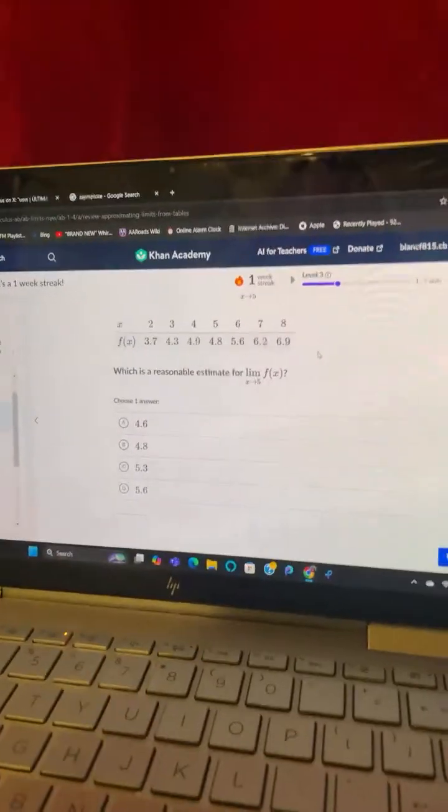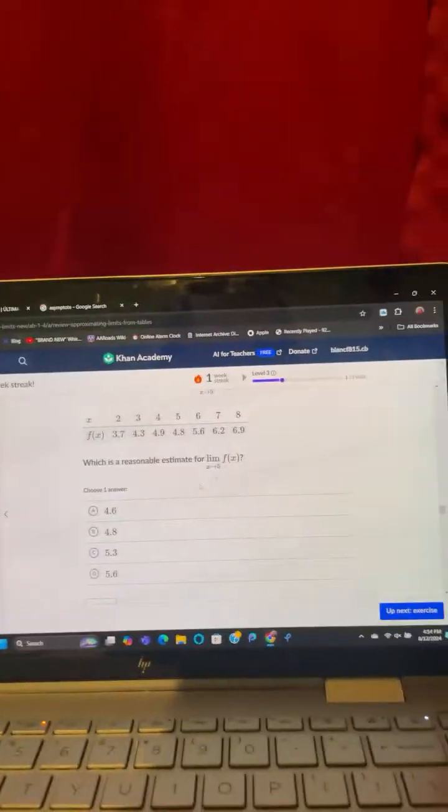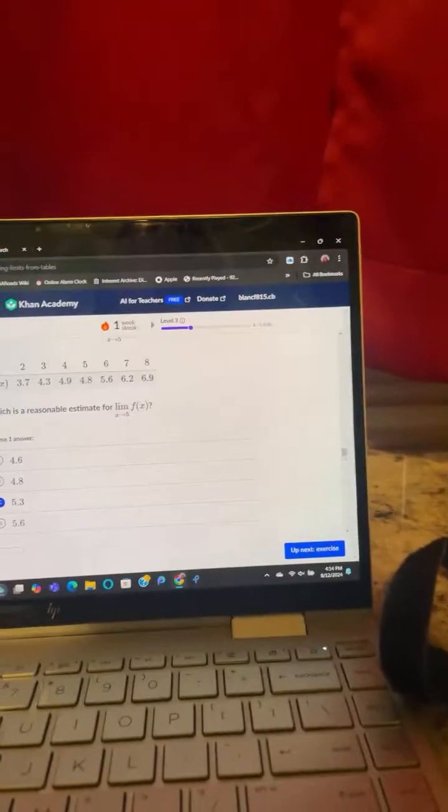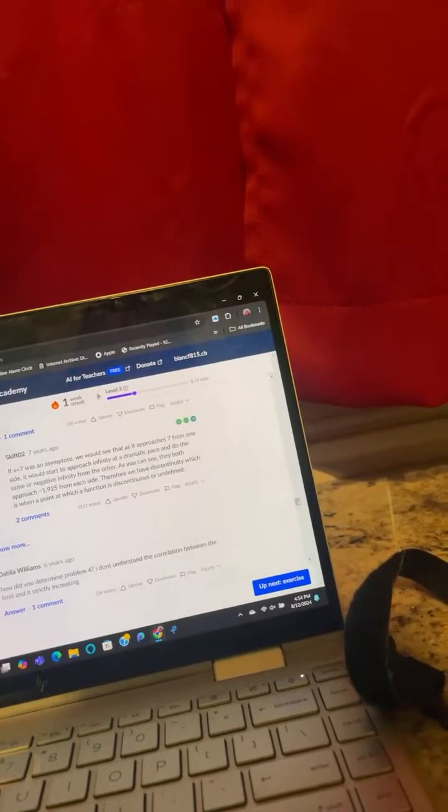Depending on what you think, it would be 5.3 or 5.2. I guess it would be 5.3 since that's our option here, and it is 5.3. All right.